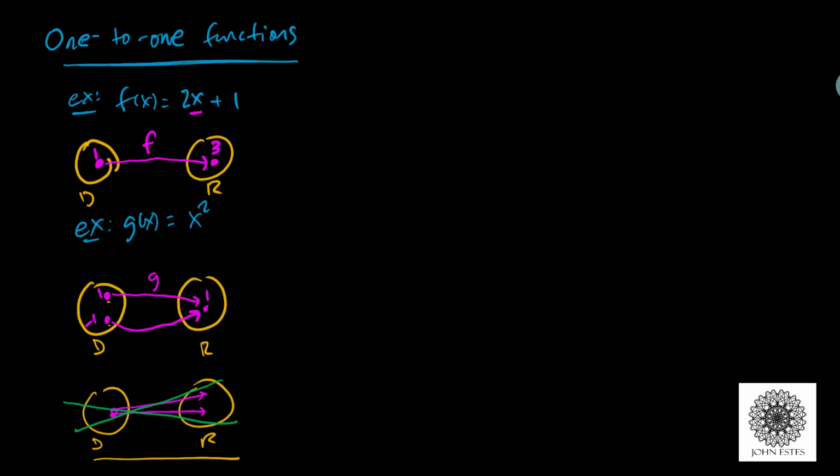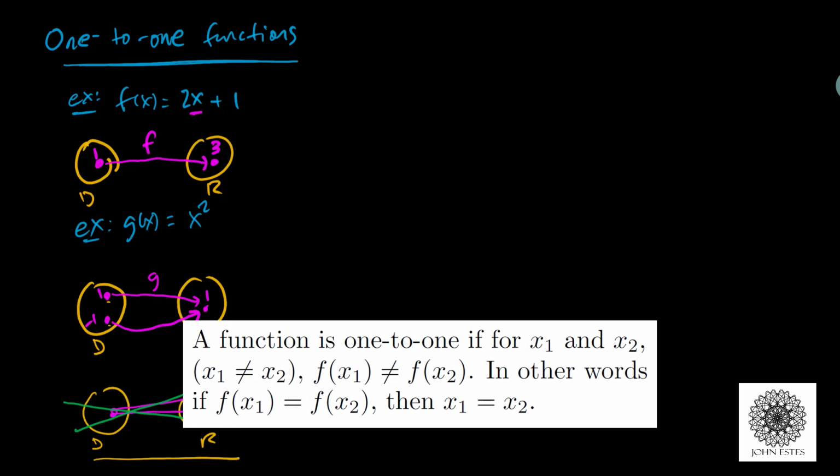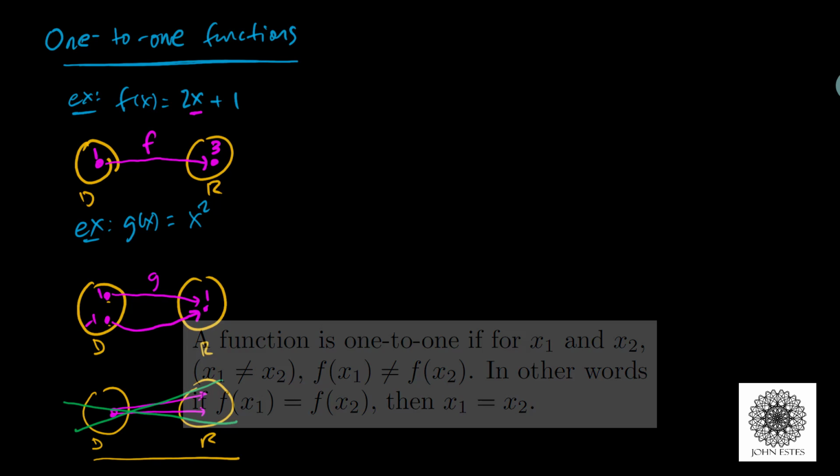Now we want to look at something called one-to-one functions. And so here's how we define a one-to-one function. We say a function is one-to-one if for every distinct elements x1 and x2 in the domain, so that means two different things from my domain, they get mapped to different outputs. So f of x1 does not equal f of x2. So again, if x1 does not equal x2, then f of x1 does not equal f of x2. In other words, different inputs get mapped to different outputs.